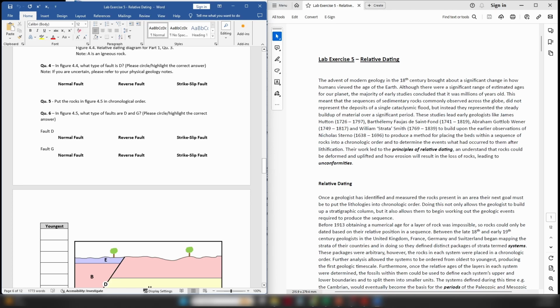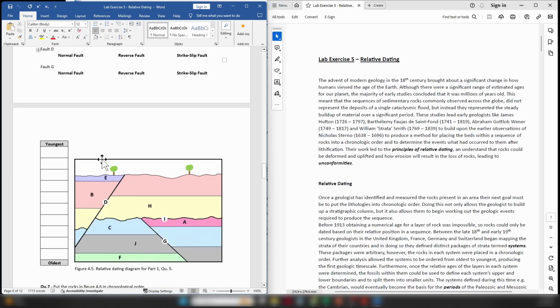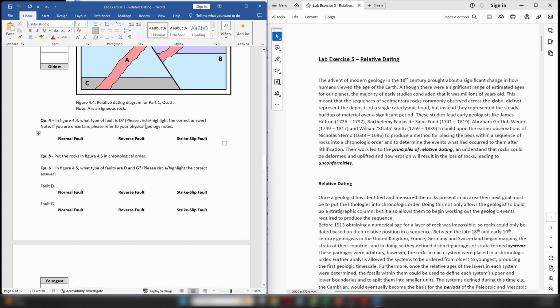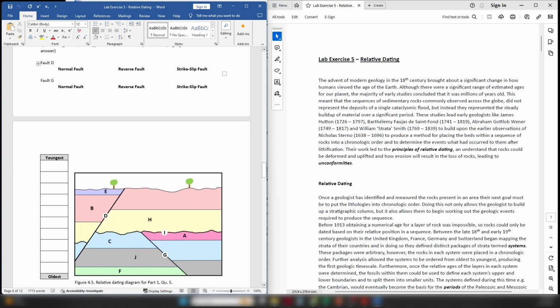So in figure 4.5, what type of faults are D and G? That's essentially very similar to question 4 here. Once again, if you have difficulty identifying the type of fault, go back to your physical geology notes. If it's still not working out for you, email me. And as a last ditch, please go to Google, although please try and get in contact with me first.